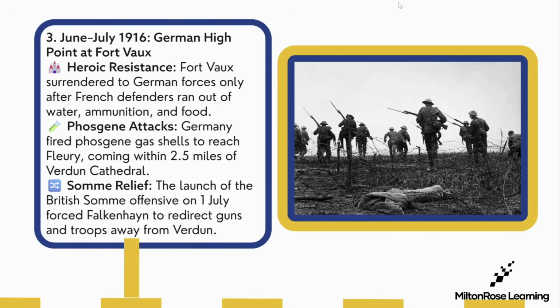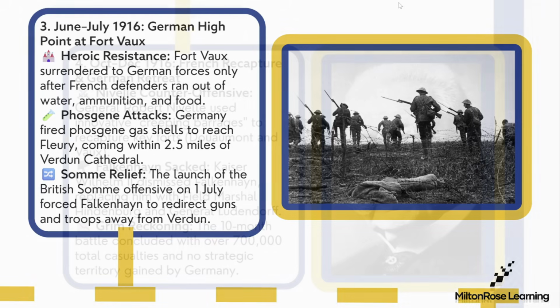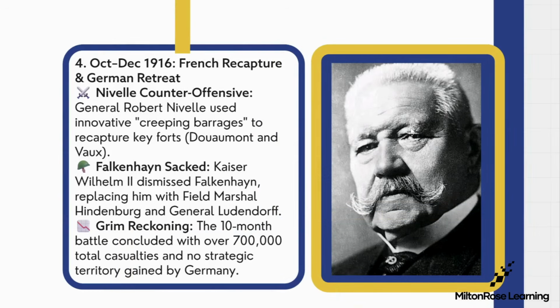Okay, and in the image there, a very famous image, you can see British soldiers going into action in the Battle of the Somme, strategically, to release pressure on the Verdun defenders, because the Germans would have to move some of their troops away to deal with the Somme offensive. So you can see it's getting pretty grim. To recapture the key forts of Douaumont and Fort Vaux, the Nivelle offensive helps.